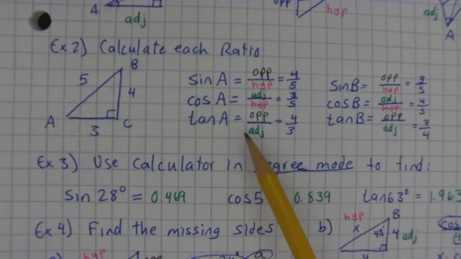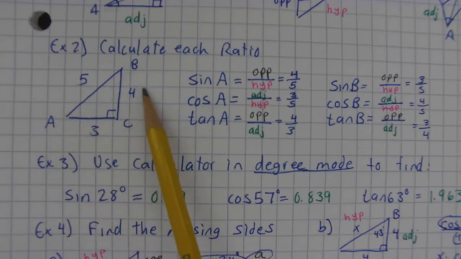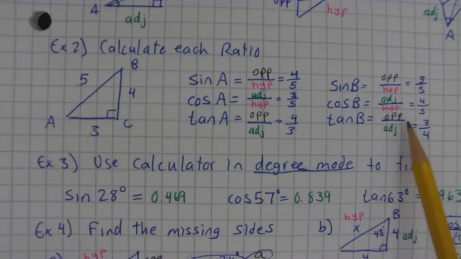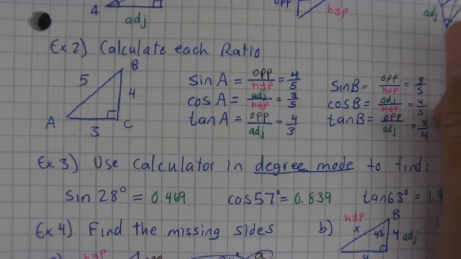And then finally, the tangent is the opposite over the adjacent. So the tangent of angle A is opposite is 4, adjacent is 3. That's actually a mistake right here. It should be 4 over 3. Let me fix that.